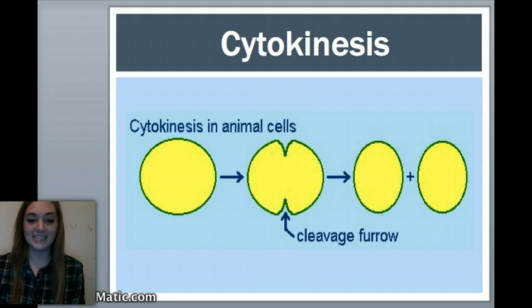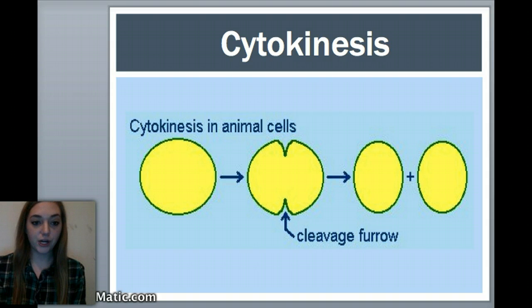So this is cytokinesis. As you can see, it's the cell, and then it's the cell with the cleavage furrow, which is what pinches together to separate the cell. And then the two new daughter cells are formed, which look exactly alike.